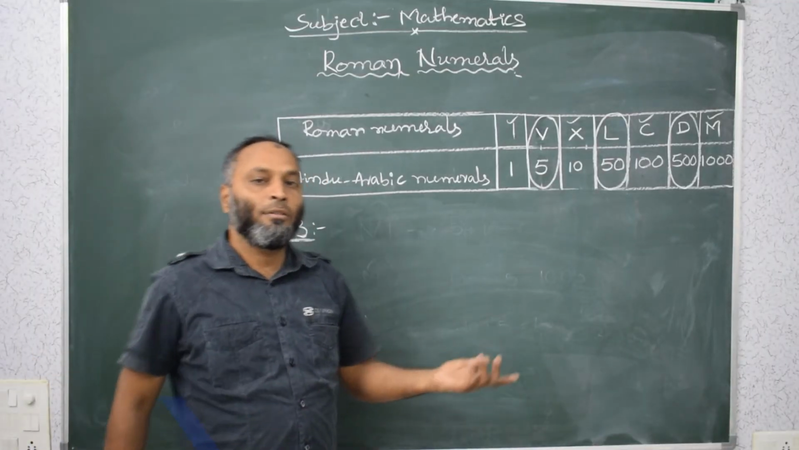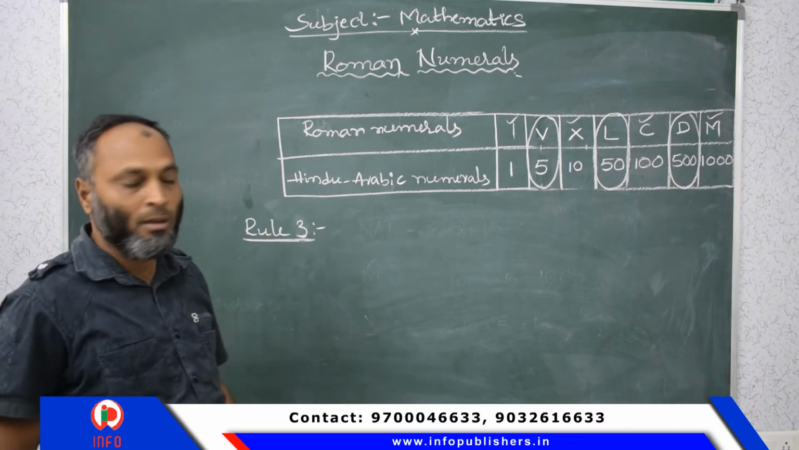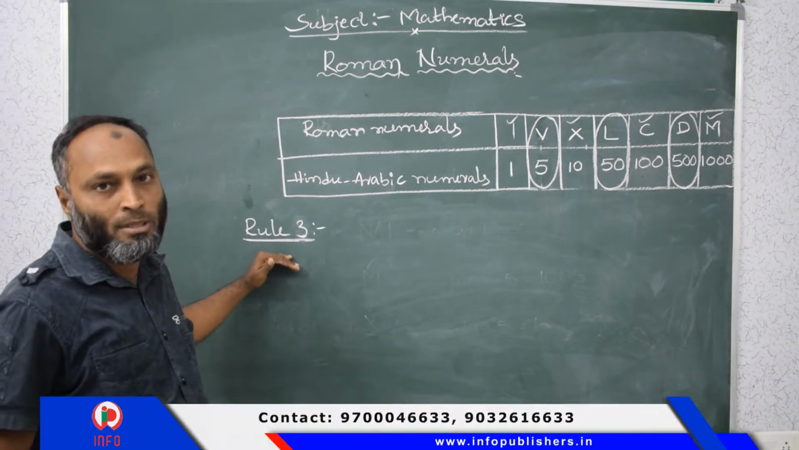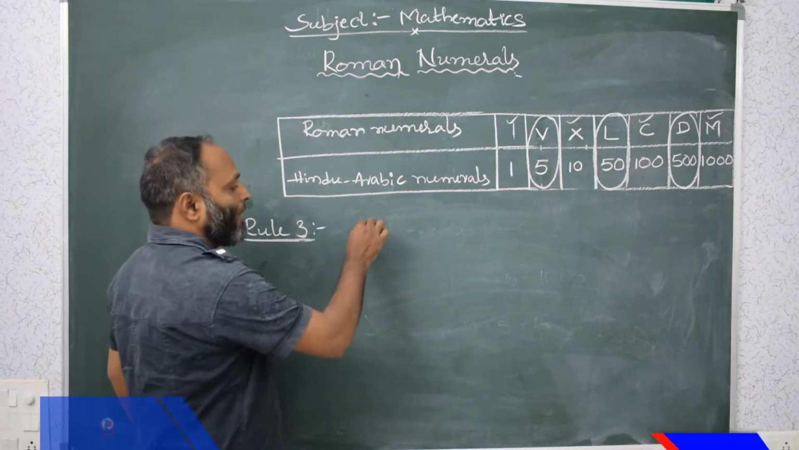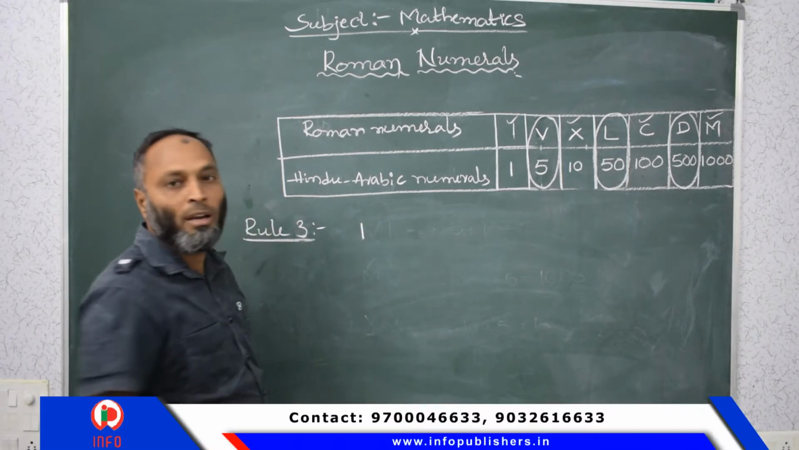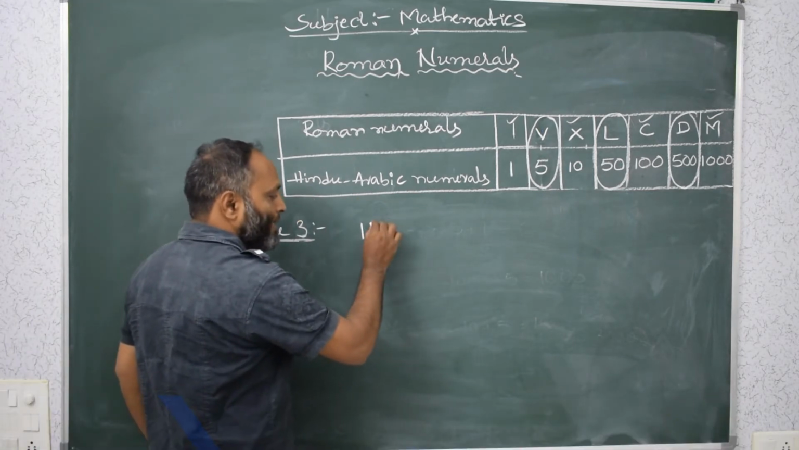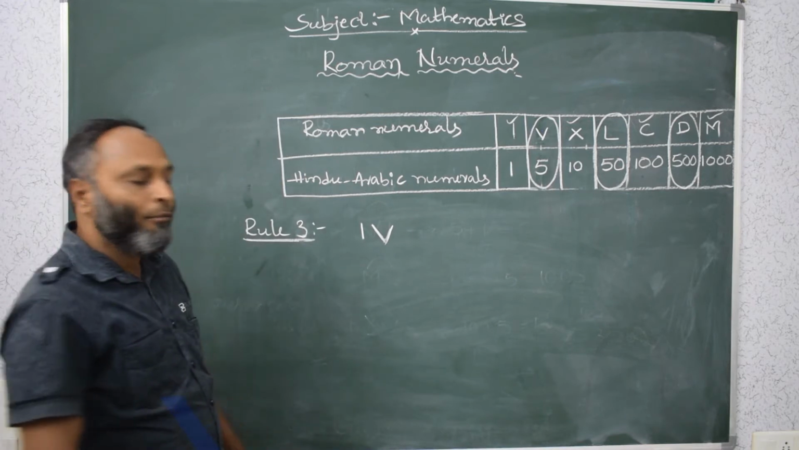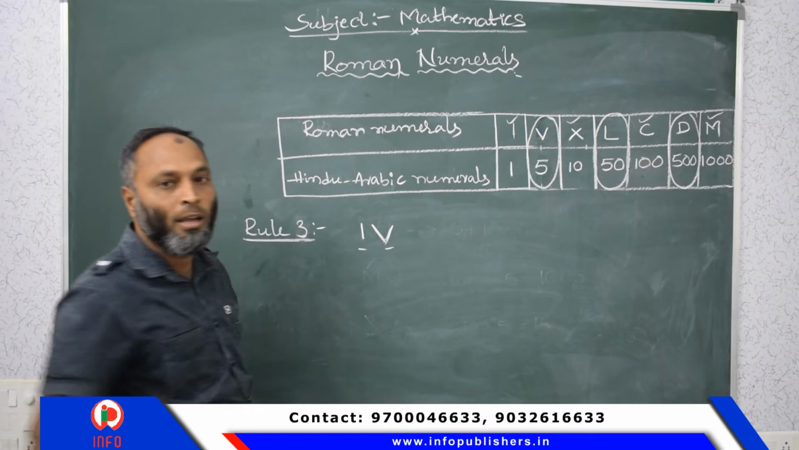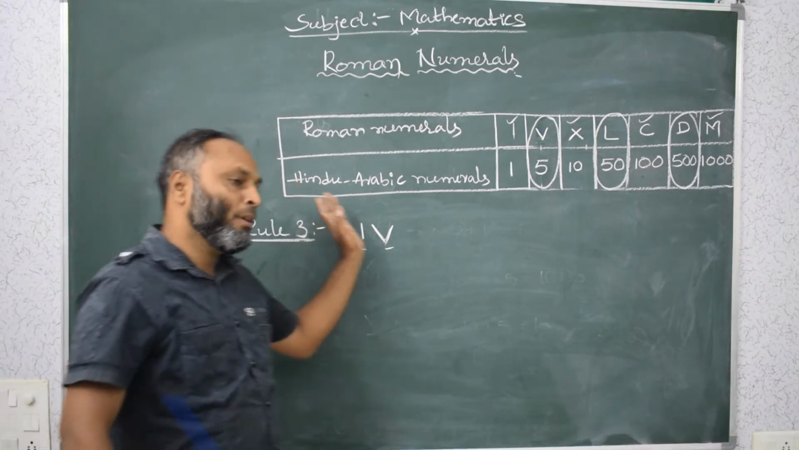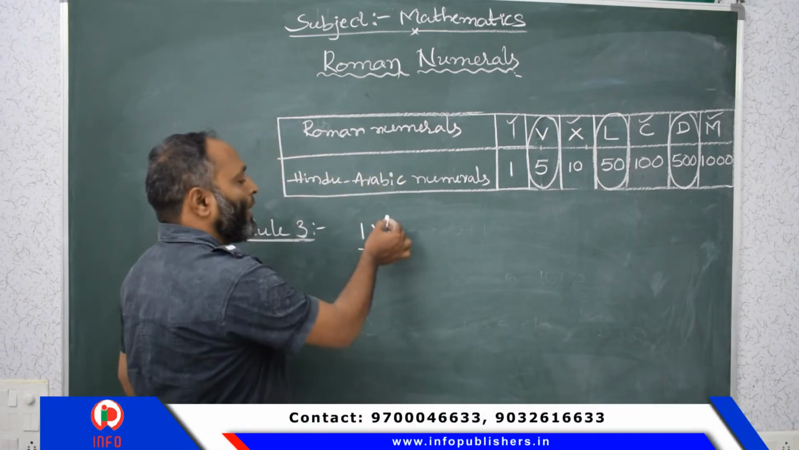Friends, now we are going to discuss our third rule in the Roman system. So what is the third rule? The first and second are over. In the third one, suppose a smaller numeral comes on the left side of the bigger numeral, like this. 5 is the bigger numeral and I is the smaller numeral. Whenever a smaller numeral comes on the left side of the bigger Roman numeral, we have to subtract.